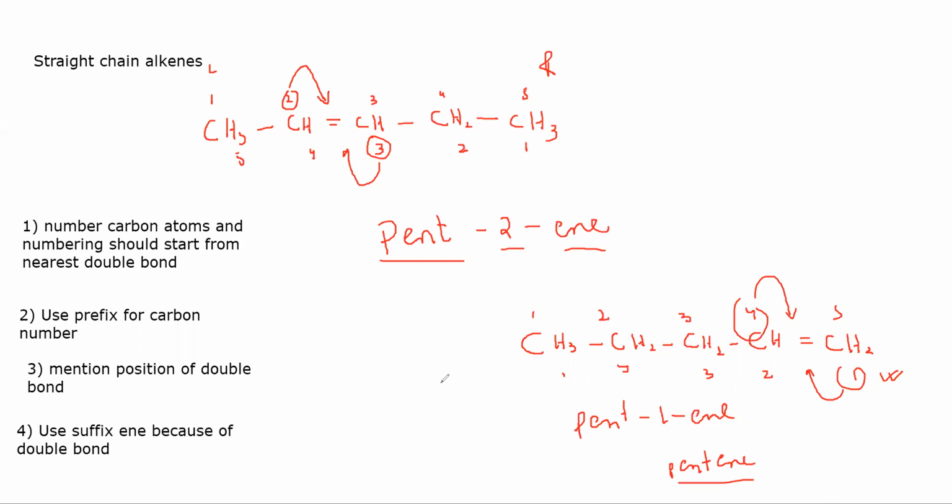Copy this example. If we have CH3, CH, double bond with CH, and then there is CH3. What is the name of this compound? CH3, CH, CH, and then CH3. What is the name of this compound?